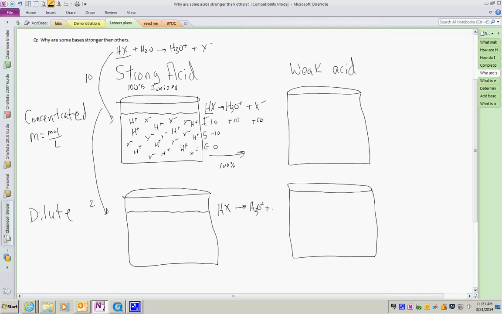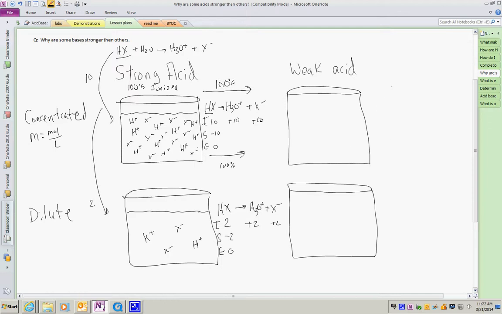Now, a dilute strong acid is still going to have the same reaction, H3O plus X negative. I just initially have a lesser number of them. So I'm going to lose all of them, down to 0, and gain 2 of these and gain 2 of those. So it's going to be H plus and X minus. The concentration simply means how many are there. Strength is referring to this situation where there's 100% conversion to products.